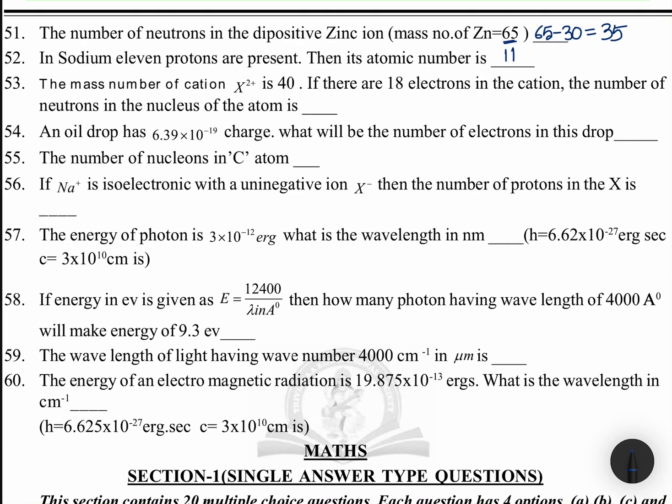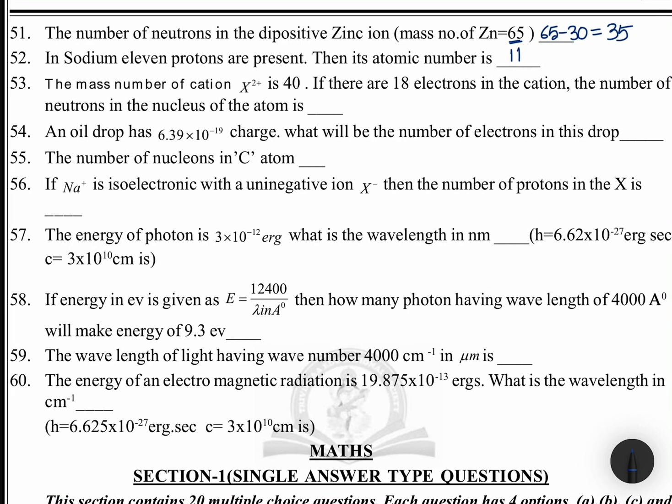If there are 18 electrons in the cation, what is the number of neutrons in the nucleus of the atom? The mass number is given as 40. In the cation, 18 electrons are there, meaning after losing 2 electrons, the number of electrons in the normal atom will be 20. So 20 is the atomic number, 40 is the mass number. To know the number of neutrons exactly, 40 minus 20.